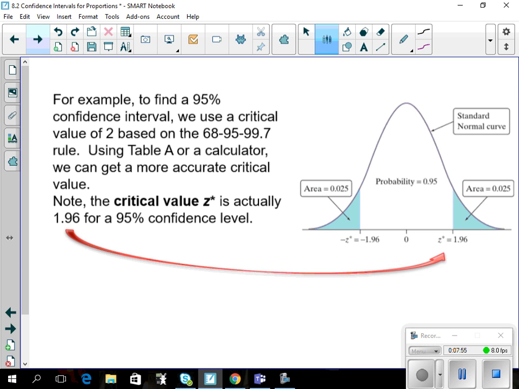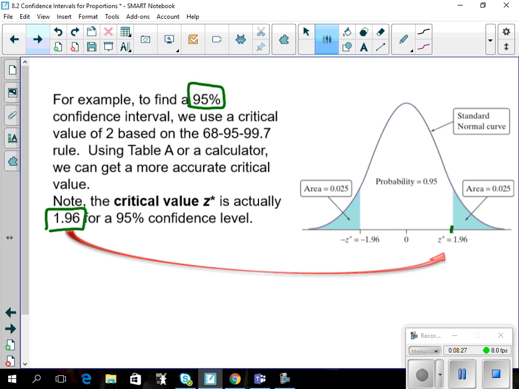But I want us to figure out how they got 1.96 instead of 2. 2 is an estimate. It's a rough thing. It's within 2 standard deviations. Where does 1.96 actually come from? Well, if we're trying to figure out a 95% confidence interval, don't you agree that's the middle 95%? Yeah? Which means how much is in each tail of the normal curve? About 2.5%. Do you agree?